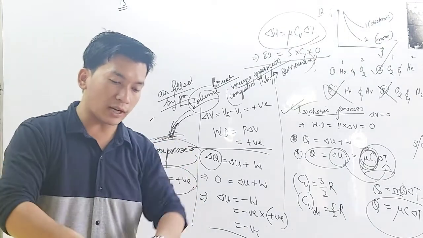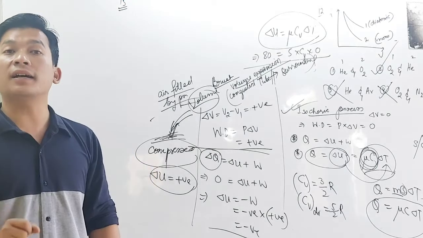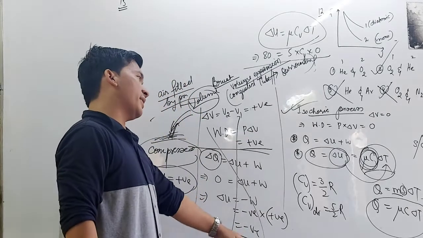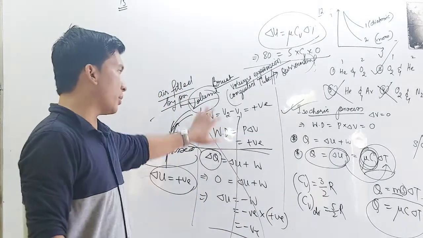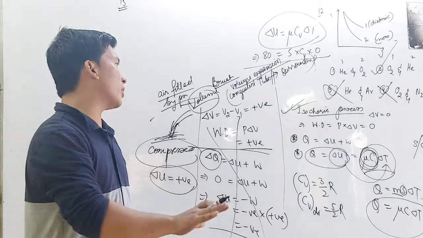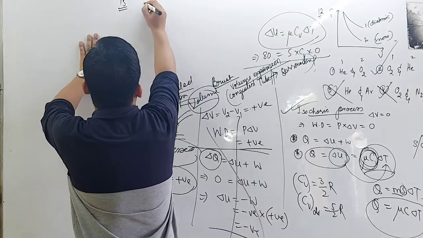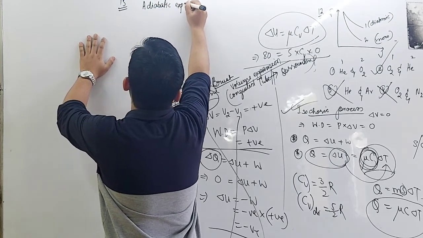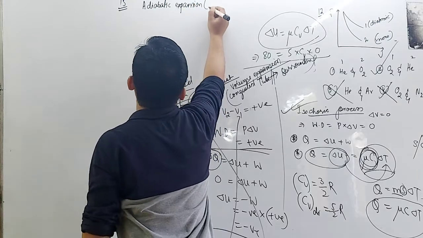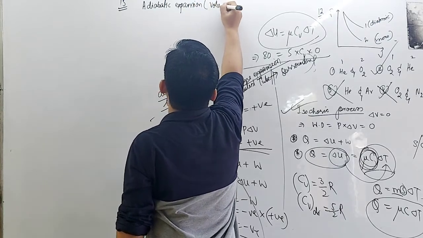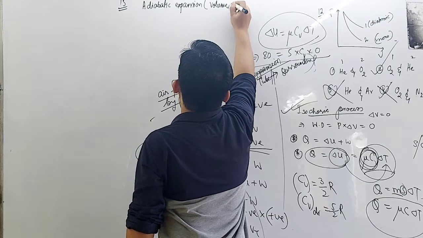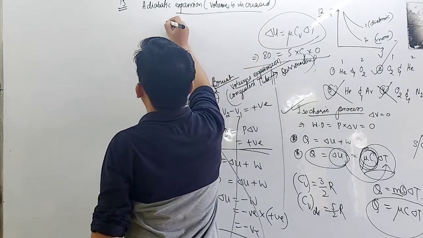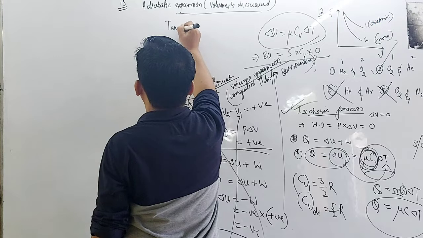Forget this logic step by step, it will be very hard for you to remember all this. You simply memorize: adiabatic expansion means the volume increases, and if the volume increases, the temperature decreases.